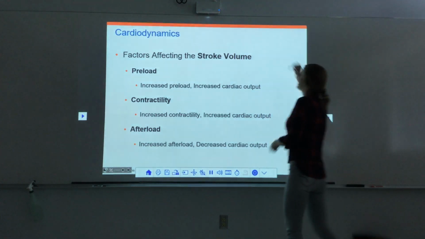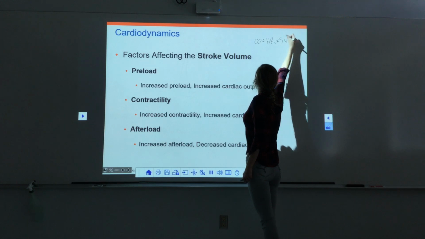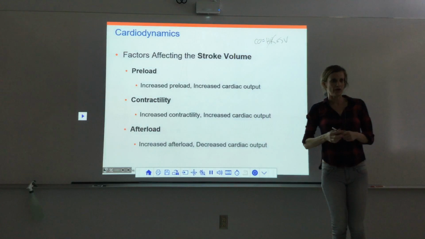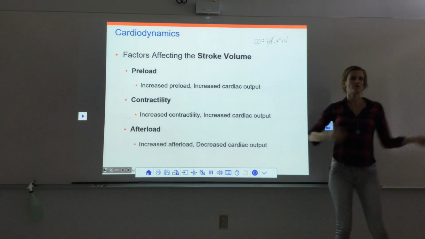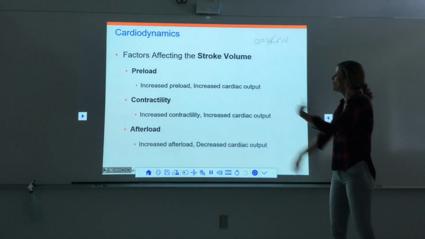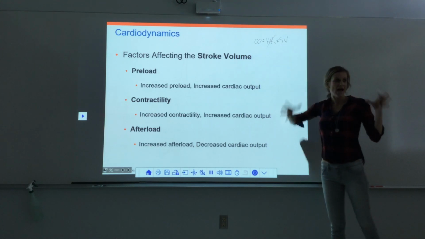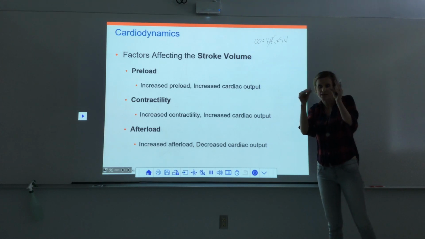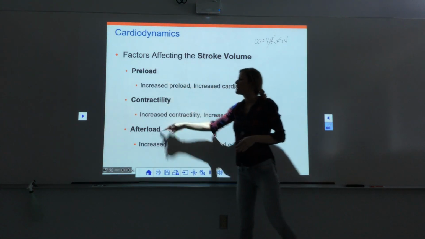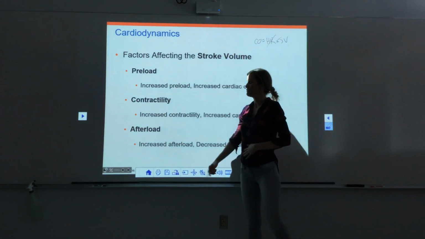What did we say? How did we calculate cardiac output? Heart rate times stroke volume. So we just saw there's a lot of different ways we can adjust heart rate, right? Via acetylcholine or norepinephrine, we can either speed it up or slow it down. And that's one way that we can adjust cardiac output. We can also adjust cardiac output by adjusting the stroke volume. Okay, that's again how much we're actually pumping. So not how many times, but how much we're actually squeezing out. So there's a few different things that we'll look at that are going to affect our stroke volume. We'll look at preload, contractility, and afterload.